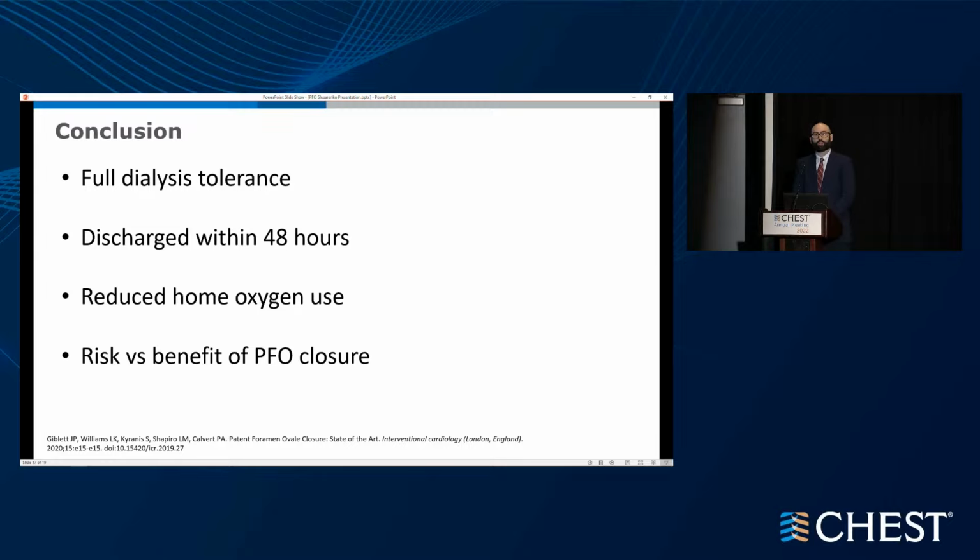Upon follow-up, she actually had a reduction in her home oxygen use. She was previously on 4 liters, 24 hours per day, but was now reduced to 2 liters overnight and on room air with activity during the day.